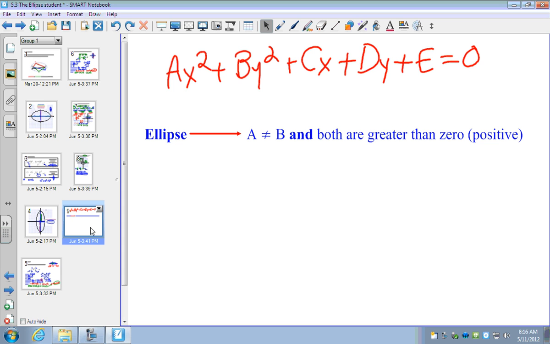Last thing, remember, this is general form: ax squared plus by squared plus cx plus dy plus e is equal to 0. You know it's an ellipse if a does not equal b and both are greater than 0. That's how you can tell that the equations you are looking at are ellipses.